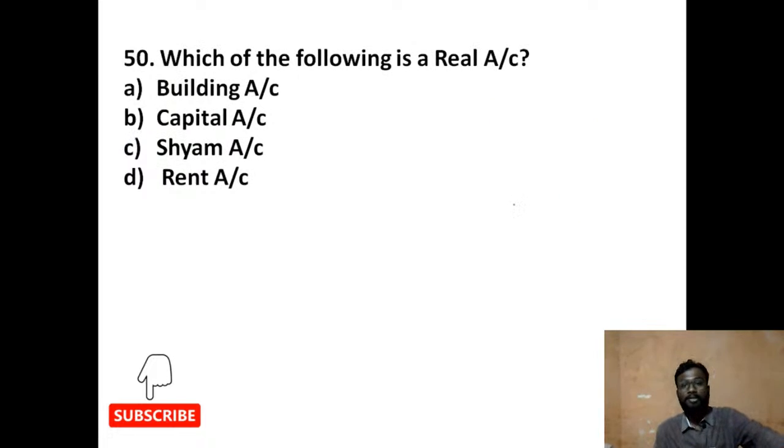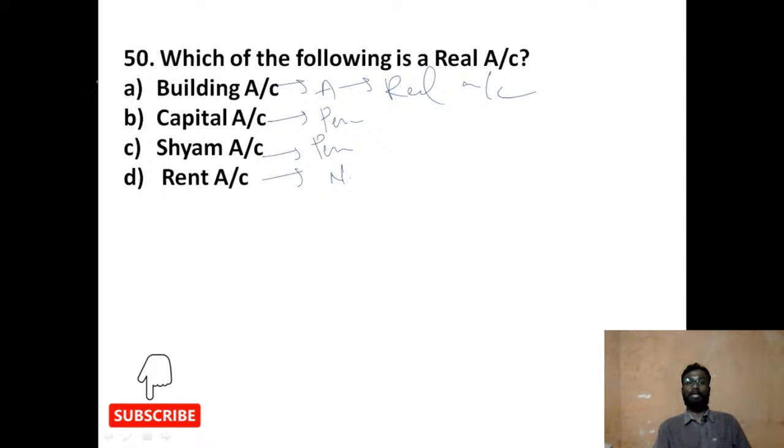Which of the following is a real account? Building account, capital account, Sham account. See, rent is an expense, it is a nominal account. Sham is a personal account. Capital is again a personal account. Whereas building is an asset, it is a real account. So building is a real account.